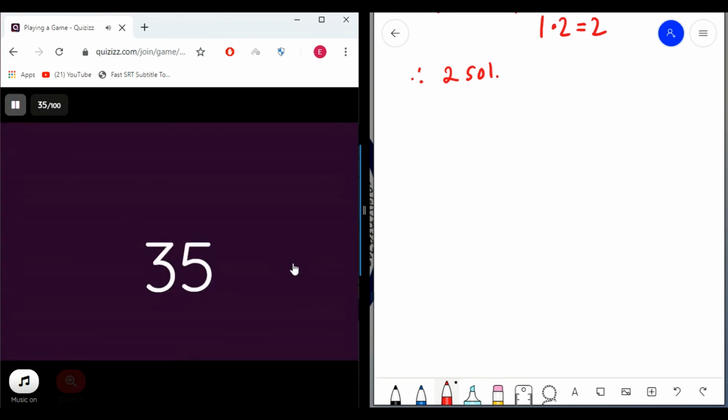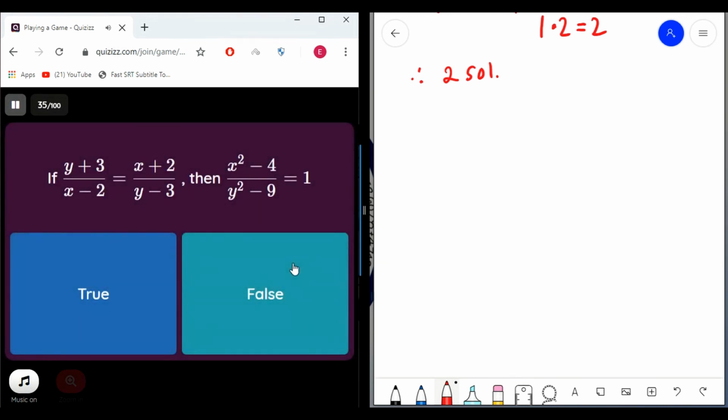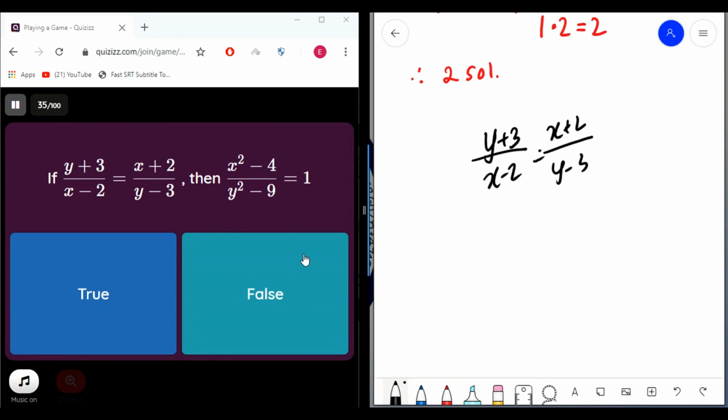false. Number 35. If (y plus 3) over (x minus 2) equals (x plus 2) over (y minus 3), then (x squared minus 4) over (y squared minus 9) equals 1. You look at it carefully. When you cross multiply, maybe I write it down for you. Okay, in order to solve it, we will cross multiply, right? Like this. Cross multiply, we'll have (y plus 3) times (y minus 3). Then the other side, we have (x plus 2) times (x minus 2).